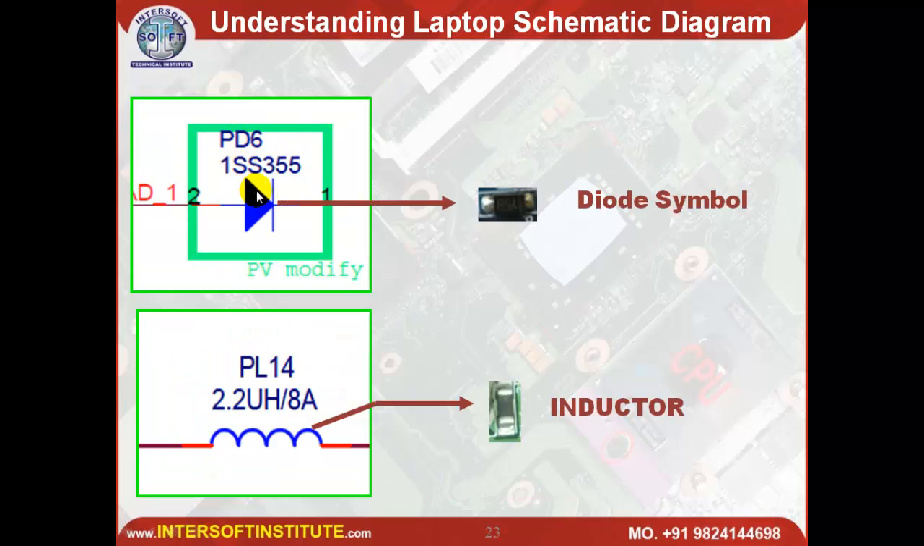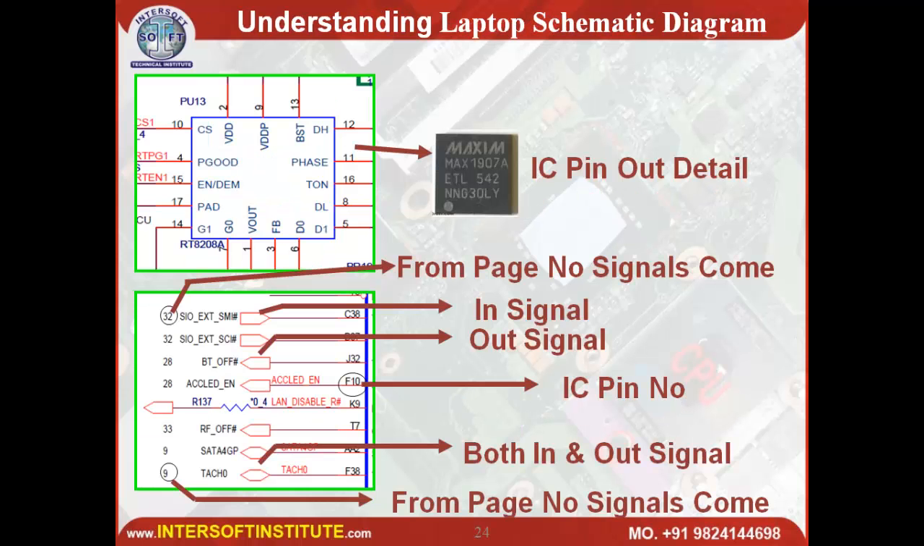PD means diode, power diode, and the diode symbol will be there like this. PL means power inductor, and the inductor symbol is like this, and it will be shown like this on the board, you can find it like this.